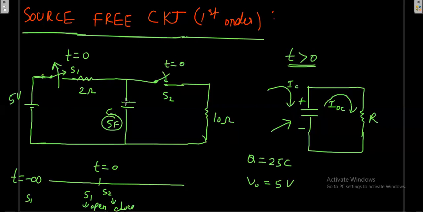Now this capacitor is not a free capacitor, it already has some energy. How much charge does it have? q equals CV, so 25 coulomb of charge, at 5 volt. We can also calculate the energy of the capacitor. The energy of the capacitor is half CV square. It has some initial energy.